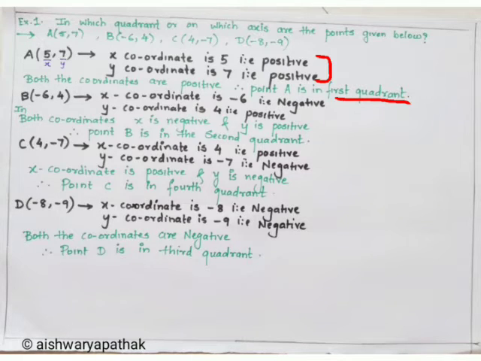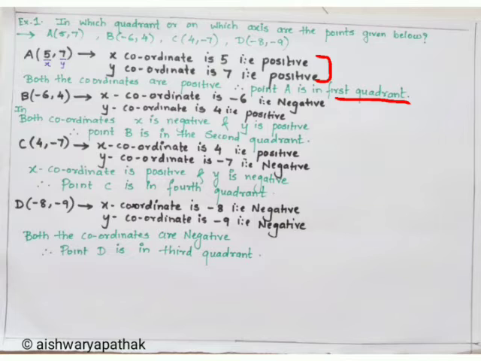Next, B (-6, 4). Here the x coordinate is -6, which is negative, and the y coordinate is 4, which is positive. So if the x coordinate is negative and the y coordinate is positive, then the point B is in the second quadrant. We have already studied that if x is negative and y is positive, then the point lies in the second quadrant.